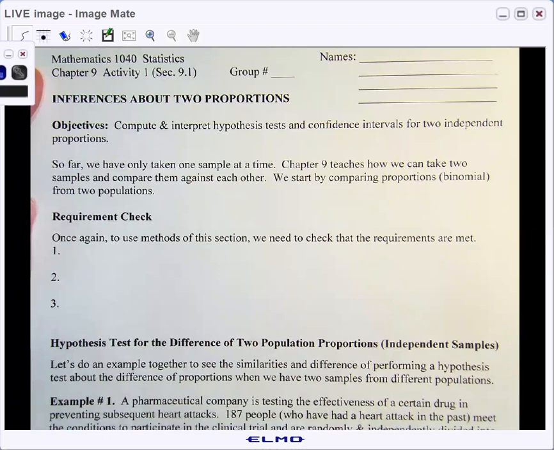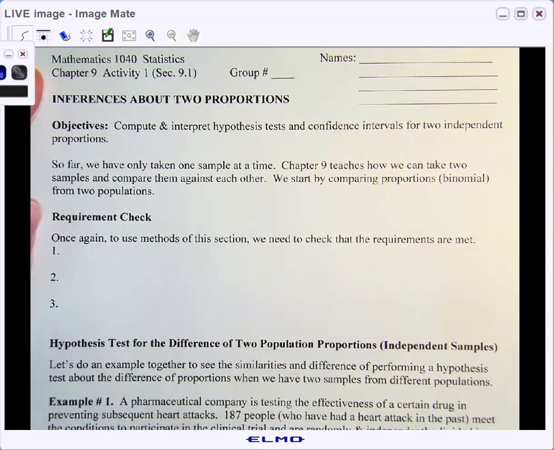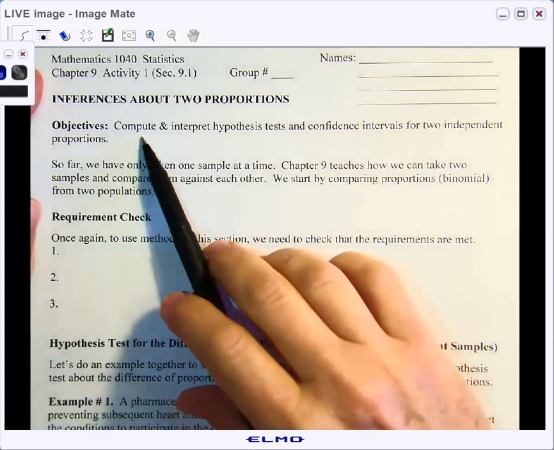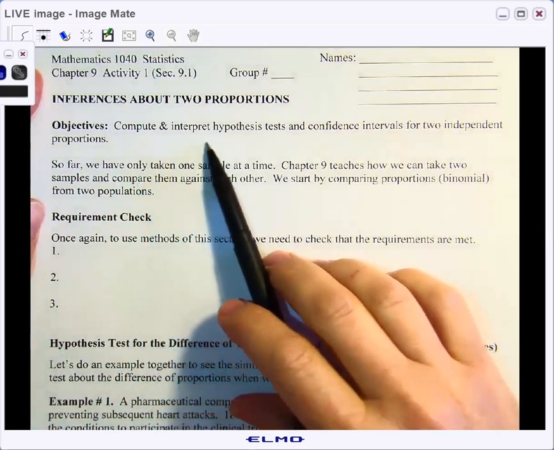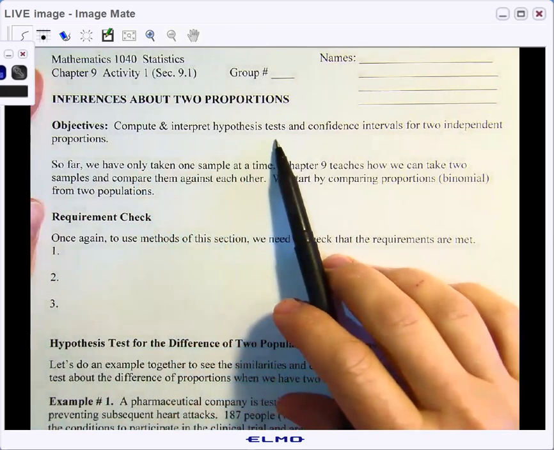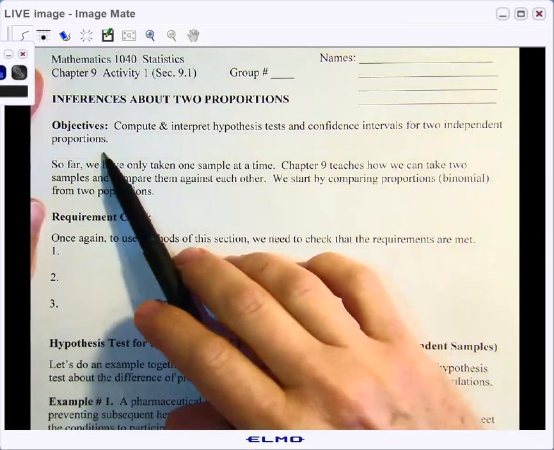Now that we've covered chapters 7 and 8, hypothesis testing and confidence intervals for one sample, we're now going to deal with the situation where we have two samples, or two populations, that we're going to compare head to head. So our objective for today is to compute and interpret hypothesis tests and confidence intervals for two independent proportions.